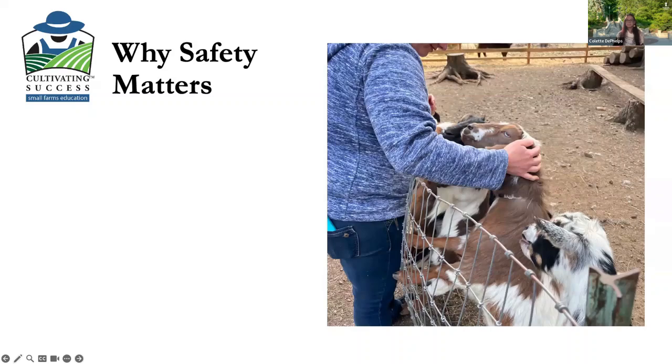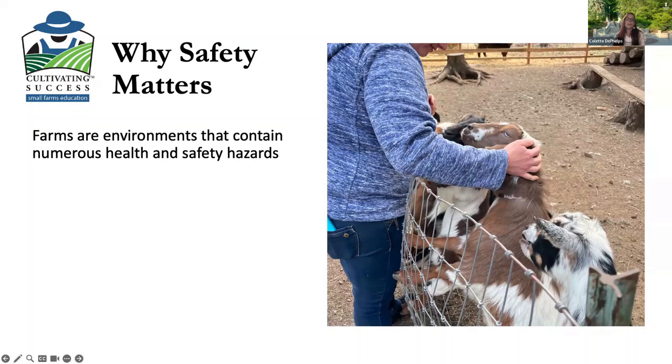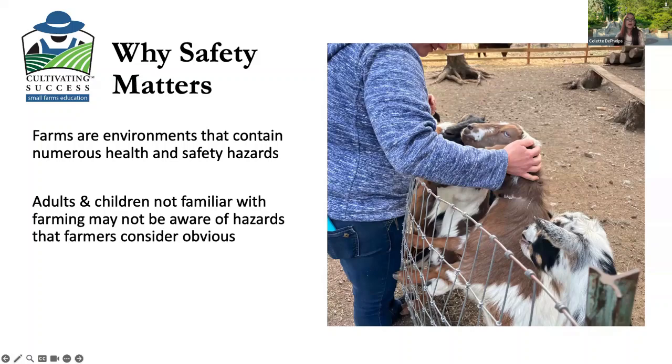Thanks, Jen. Okay, I'm going to start delving into why safety matters within agricultural enterprises. We all know that farms are environments that contain numerous health and safety hazards. They're businesses, operations where we're growing plants, raising animals, and using a lot of equipment that is specialized for that type of business. So, there are inherent risks to having people come to your farm.